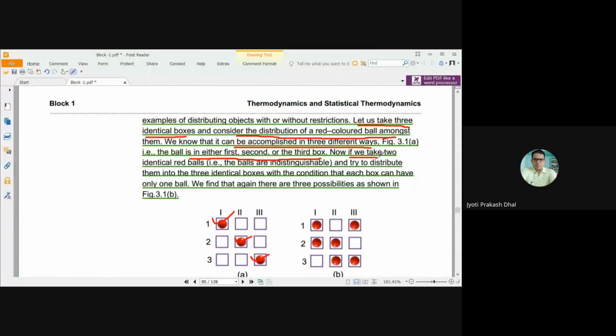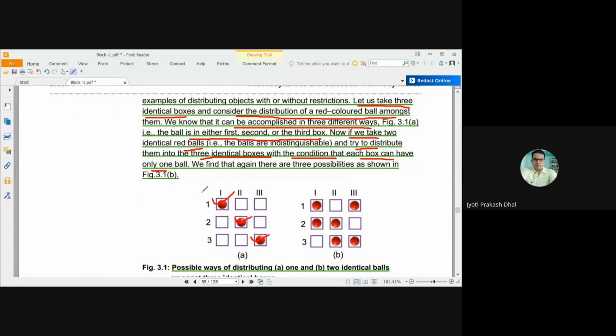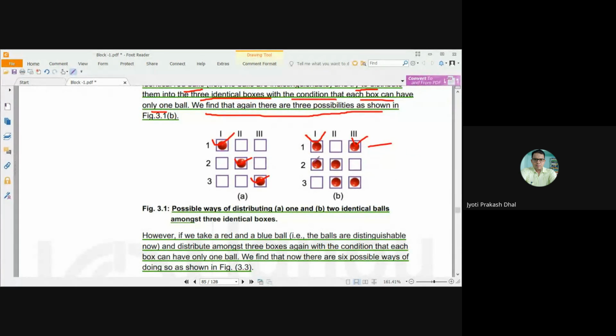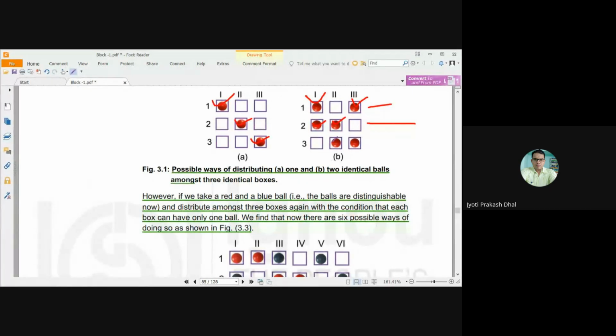Now, if we take two identical red balls and try to distribute them into the three identical boxes, with the condition that each box can have only one ball, we find again there are three possibilities as shown. The two balls can be placed in the first and third box. This is the first possibility. The two balls can be placed in the first and second box. Second possibility. The two balls can be placed in the second and third box. So this is the third possibility.